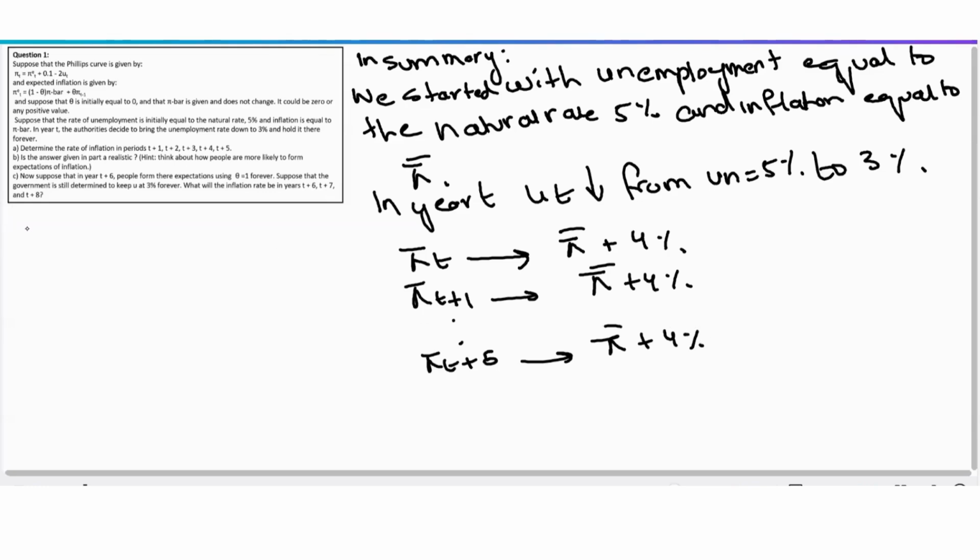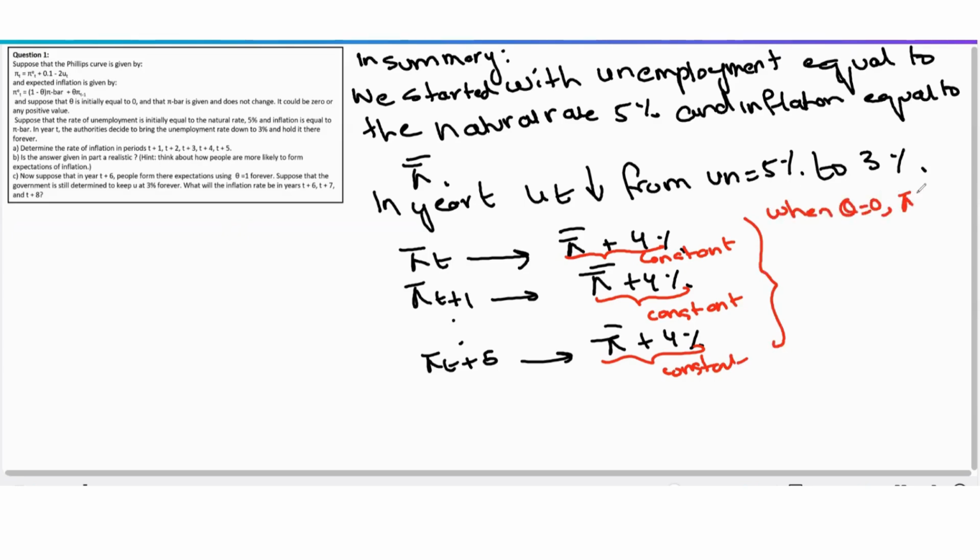And here the key was that this pi bar plus 4% is a constant, right? So this was a constant, and this was a constant. The key here was that when theta is equal to 0, expected inflation is just equal to this constant value pi bar, so we anchored inflation expectations. So this is what the original Phillips curve says: lowering unemployment resulted in higher inflation.